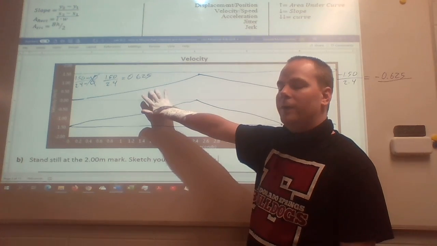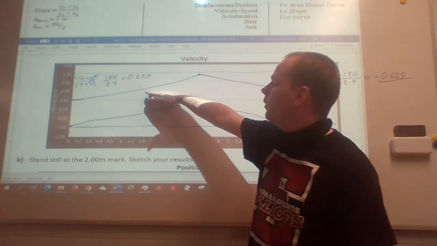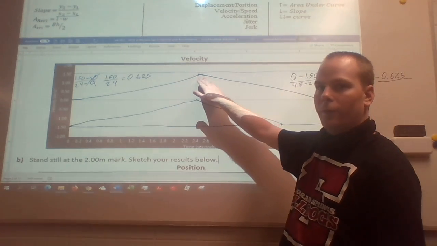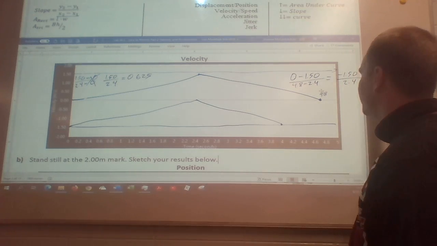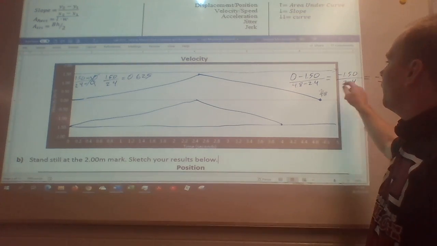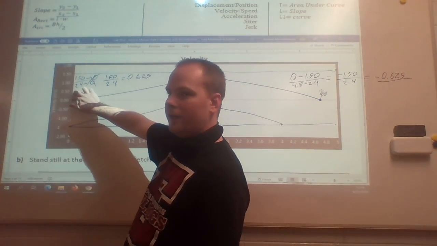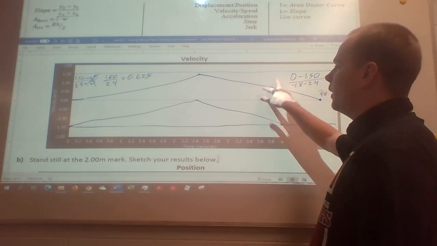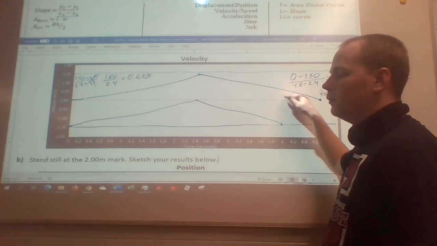Here, acceleration and velocity are both positive. What's happening to our velocity as we go is it's increasing. So we are speeding up as we move through here. Over here, our acceleration is negative, but our velocity is still positive because we are still above 0 on the velocity graph. So here, our velocity and our acceleration are in opposing directions, and so we are slowing down.